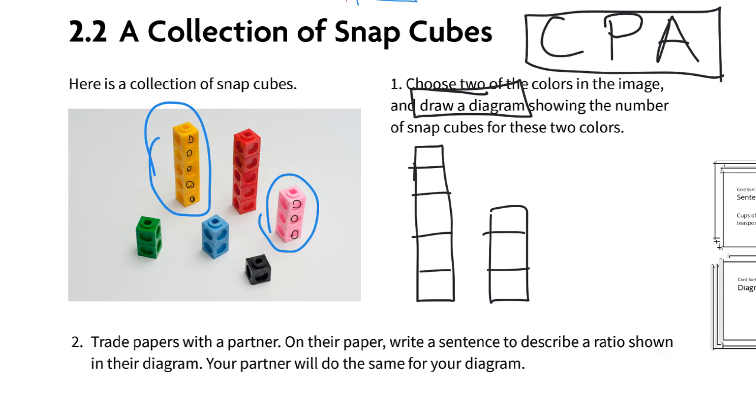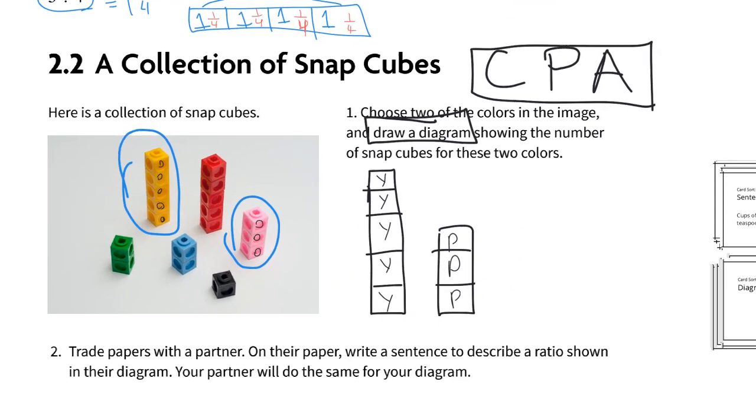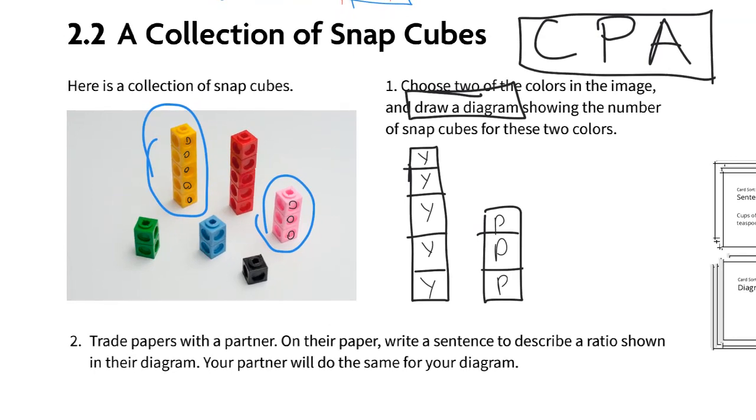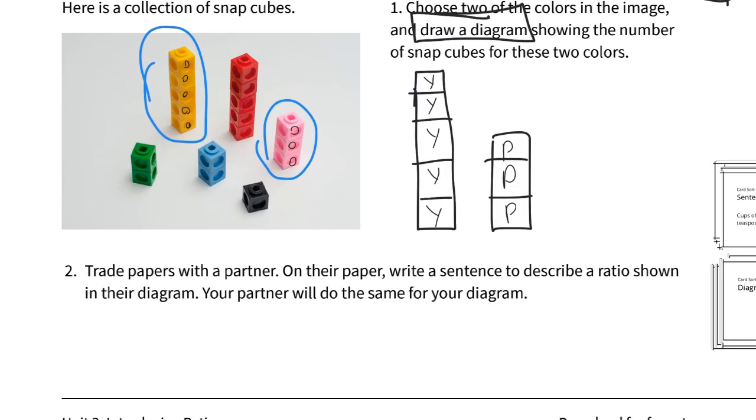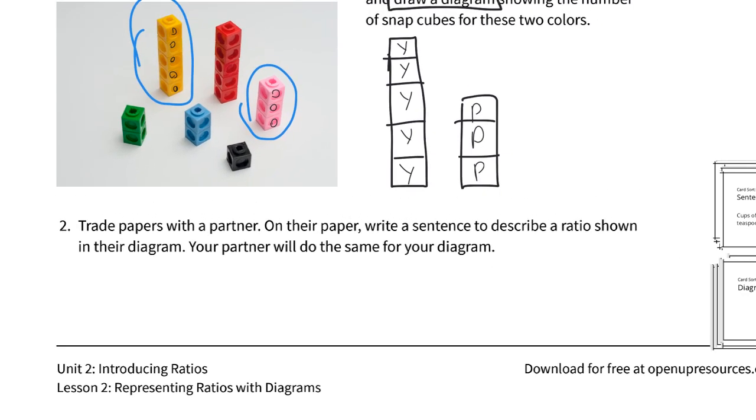And because I'm just using a pencil, I'm going to zoom in and write down a Y, a Y, a Y, a Y, a Y, a pink, a P, a P, a P. Gosh, that's gross. Okay, so anyway, to demonstrate that those are supposed to be yellow cubes and pink cubes, now students are going to trade papers, and they're going to write a sentence to describe the ratio.